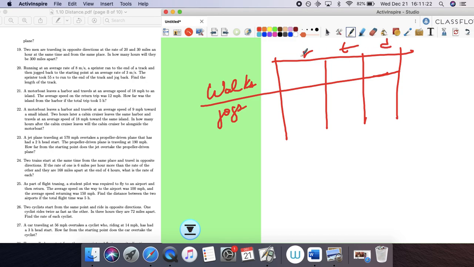RTD. Walks and jogs. The student averages 5 kilometers an hour walking, so we're going to write 5 over here, and 9 kilometers an hour jogging. The distance from the home to the college is 8 kilometers, and the student makes the trip in 1 hour.